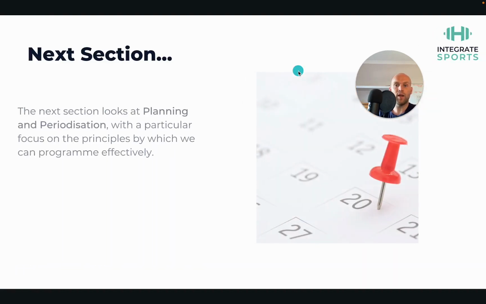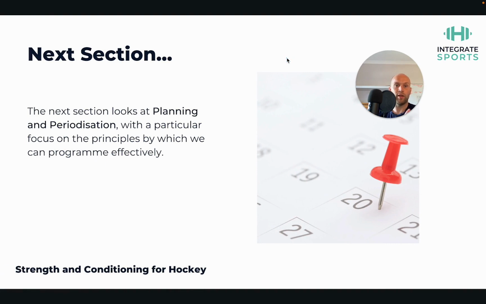And then finally, in the next section, so in the final taught section, we're going to be looking at planning and periodization, the particular focus overall on the principles by which we can program effectively. So this is going to tie in everything we've covered so far to look at how do we plan out a training year, the month and the week, and how can we use heuristics or rules of thumb to make our life a lot easier when it comes to making effective decisions around programming.